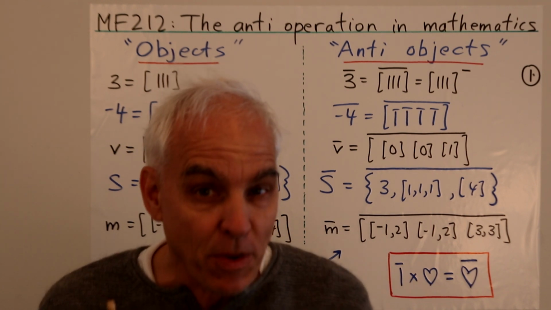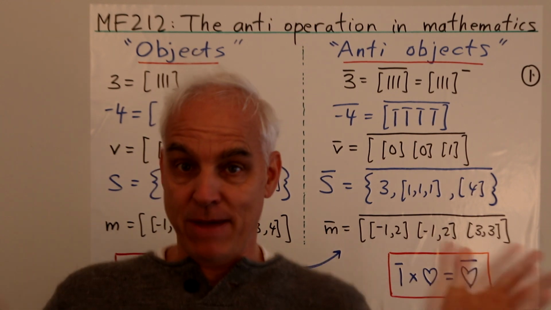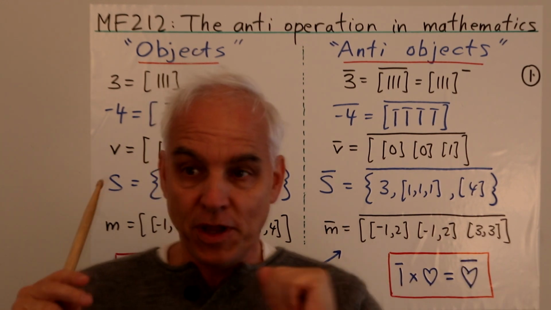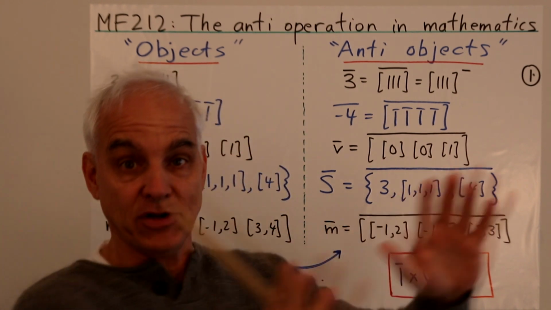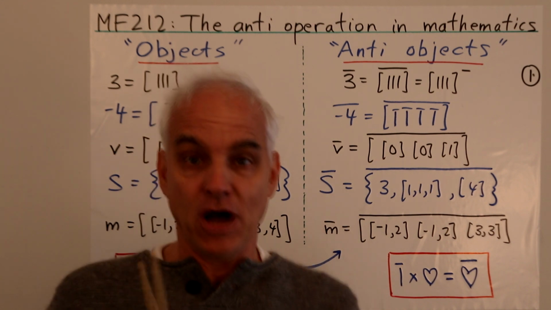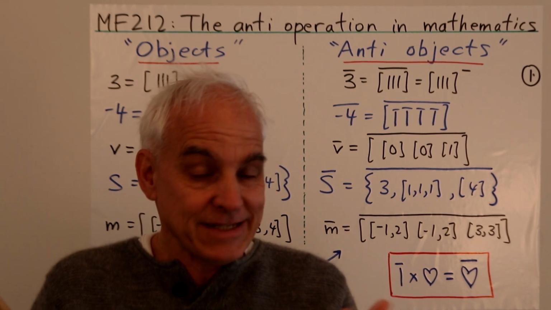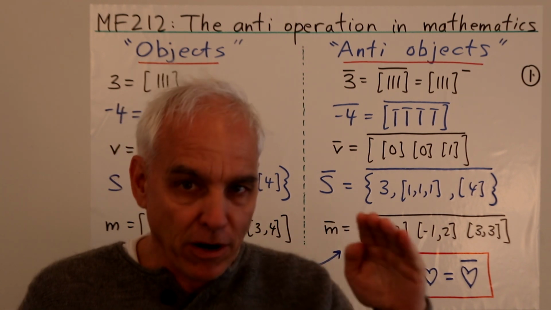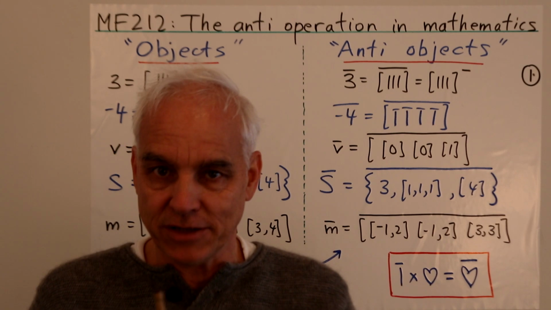In this video, we want to talk about this fundamental symmetry that we've introduced into mathematics. So the usual world of mathematical objects is now augmented by a kind of alternate mirrored world of anti-objects. And formally, this is done very simply by just putting bars over objects to denote the anti of an object.